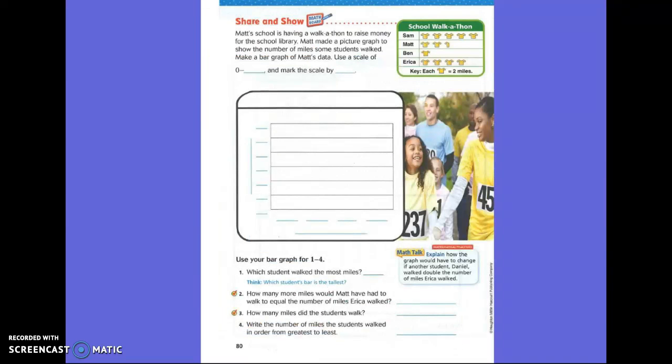Okay, go to the next page when you have that done. It is now shine and show, so I will give you partners to make your own graphs. Then you will have to answer questions about those graphs.